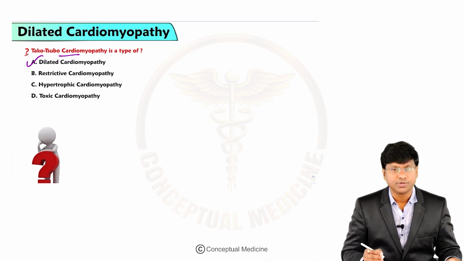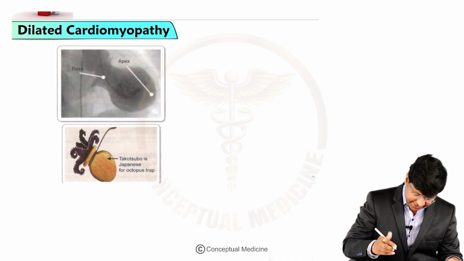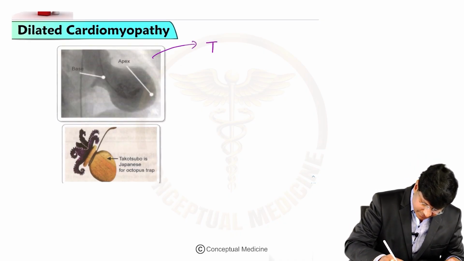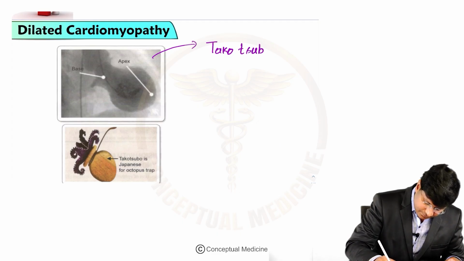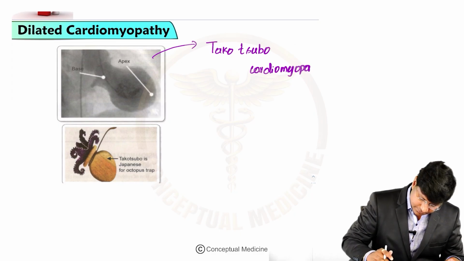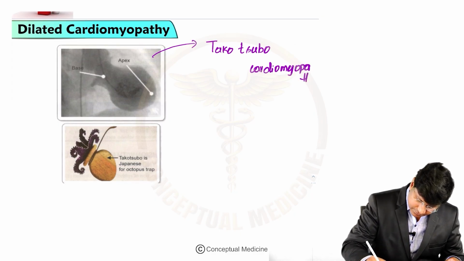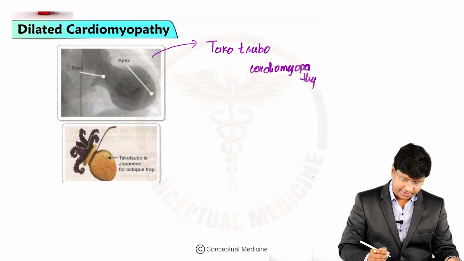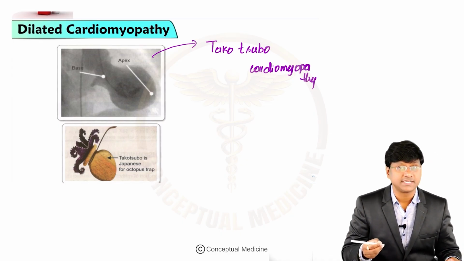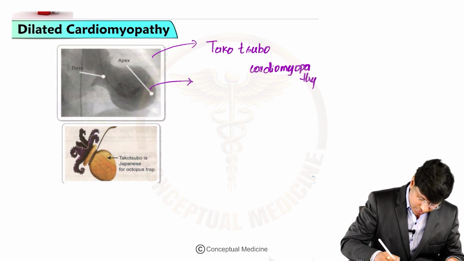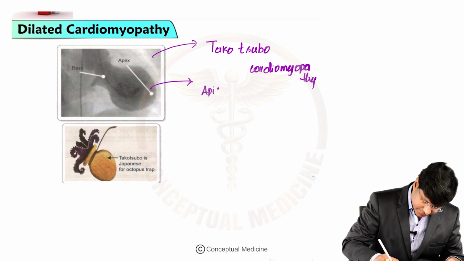Now coming to your Takotsubo cardiomyopathy, that is also a form of dilated cardiomyopathy. Now this is your Takotsubo cardiomyopathy. What are the other names of this Takotsubo cardiomyopathy? This is also called apical ballooning syndrome.